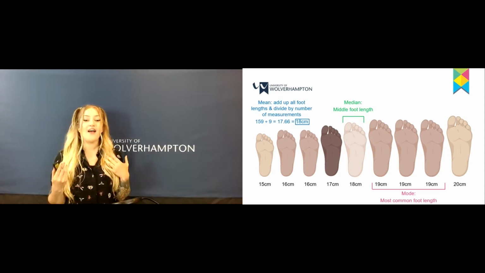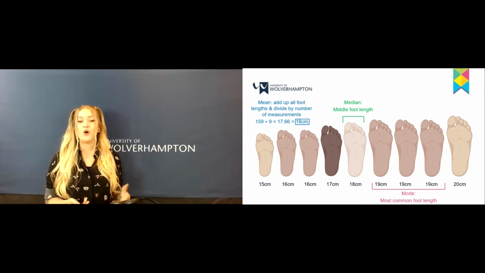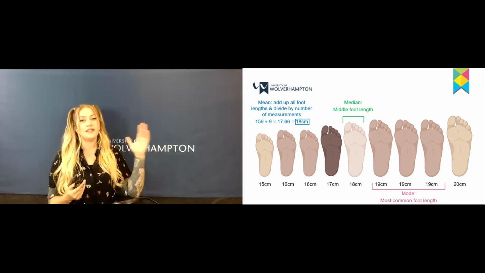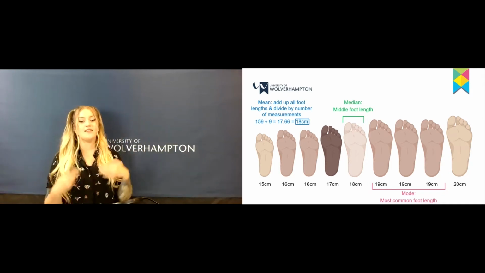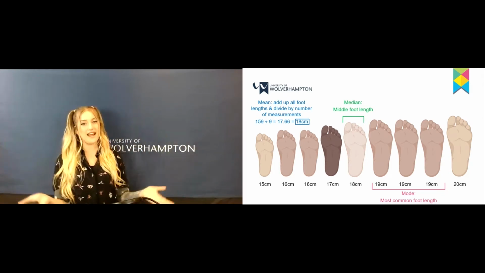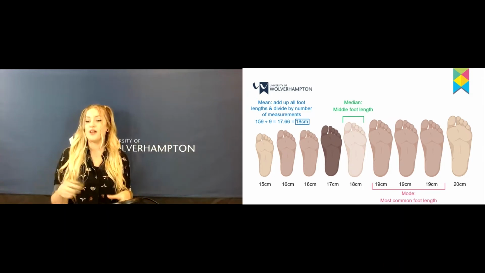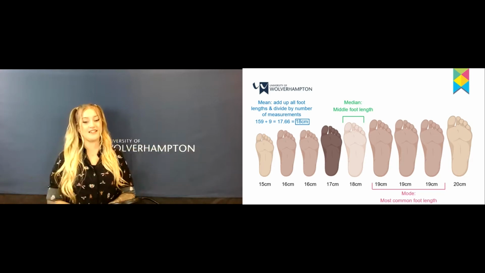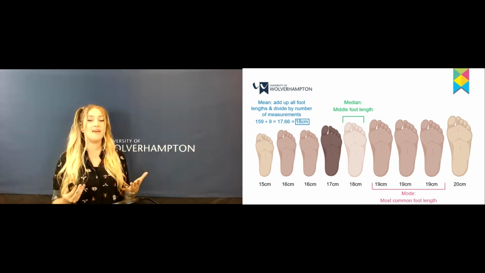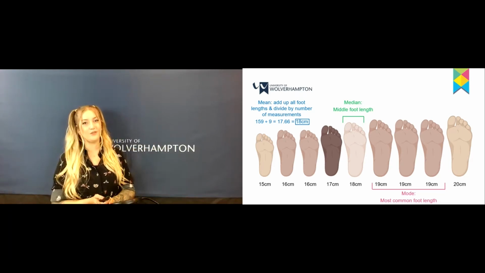We can then work out our mean. And to do this, we have to add up all the different data we have and then divide it by the amount of data we have. So in this case, we'll add up all the foot lengths divided by 9, which is our data set. And that gives us a mean of 18 centimetres.